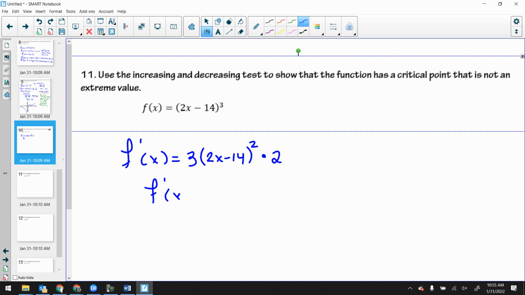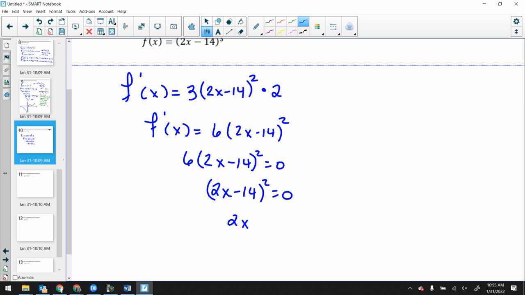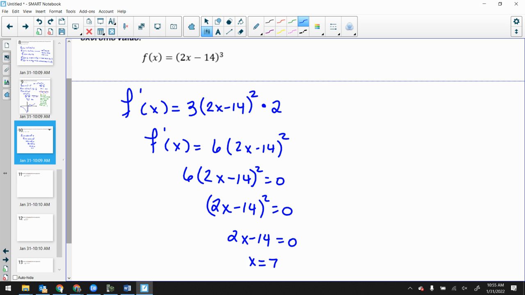So f prime of x is equal to 6 times 2x minus 14, squared. Oh, that's easy. I don't even have to FOIL that. 6 times 2x minus 14 squared equals 0. If I divide the 6 over, I still get 0. I square root 0, I still get 0. So x is equal to 7, really, right? That's my only critical point.